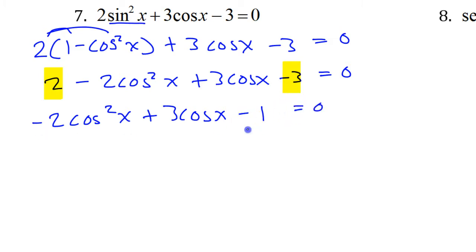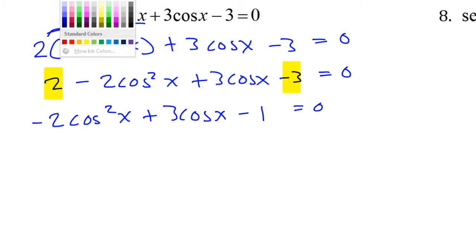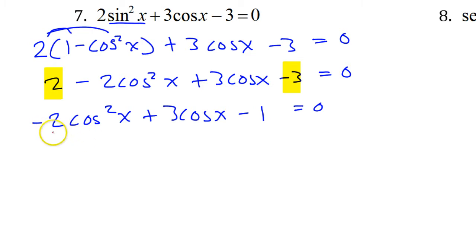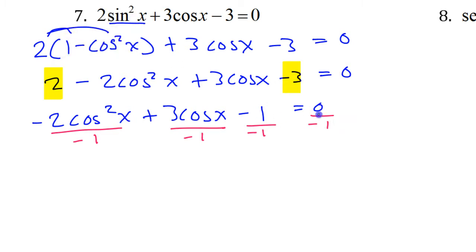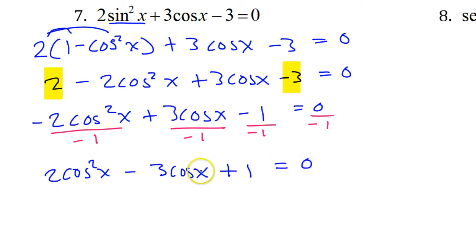Now, I want to factor this, but I don't like factoring when there is a negative in front. So I will handle that by dividing everything by negative 1. That will just have the result of changing all the signs. So this will become 2 cosine squared x minus 3 cosine x plus 1. That's better. So this is what I will now factor.